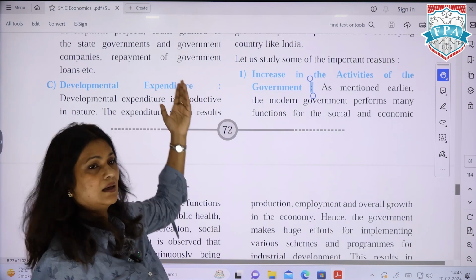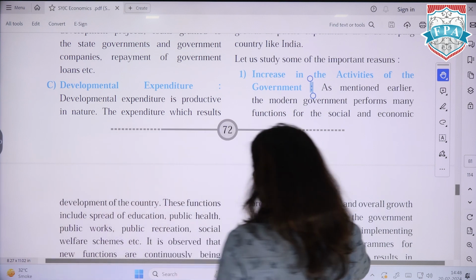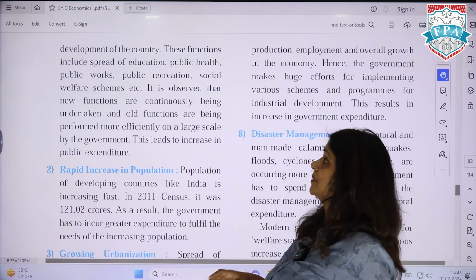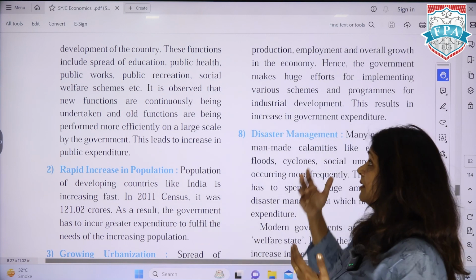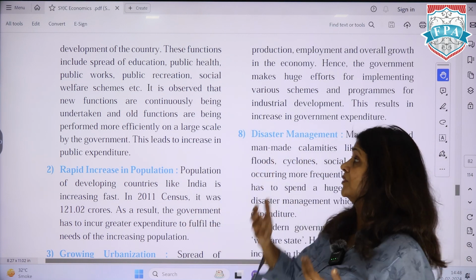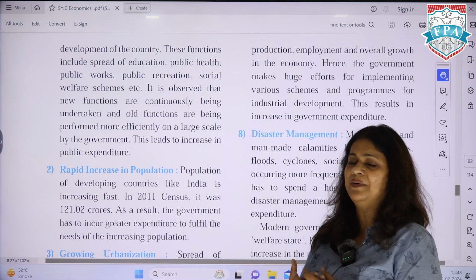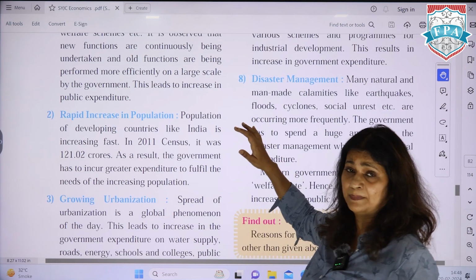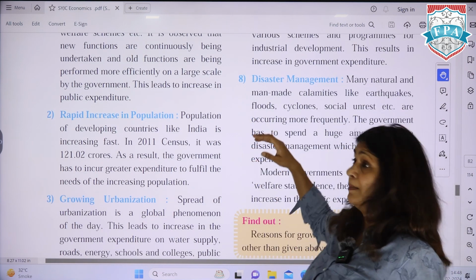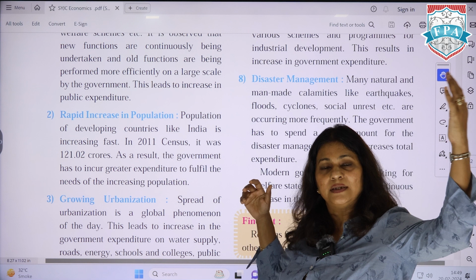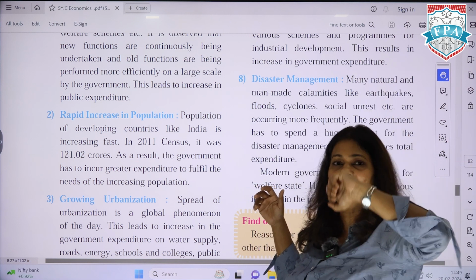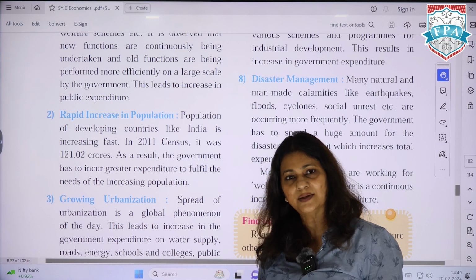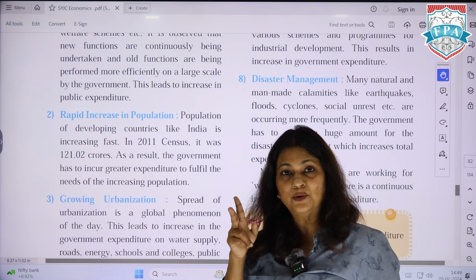First is government activities have increased. As I said, government is now not only spending on its obligatory functions, but it is also spending money for education, for public works, for recreation. So many activities on which the government is spending money. So automatically, public expenditure has increased. Population has increased. There's a huge rise in the population of our country. So when the population increases, it is logical that public expenditure will increase. So till now two points are clear.